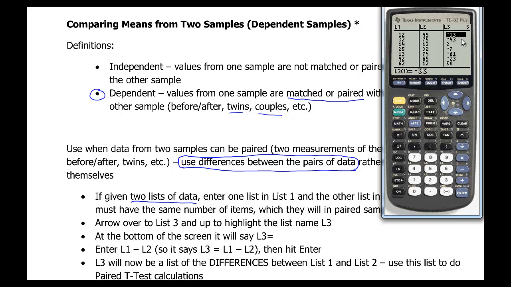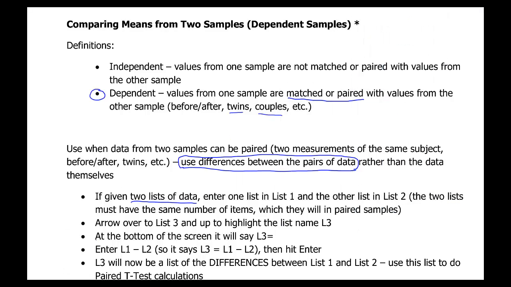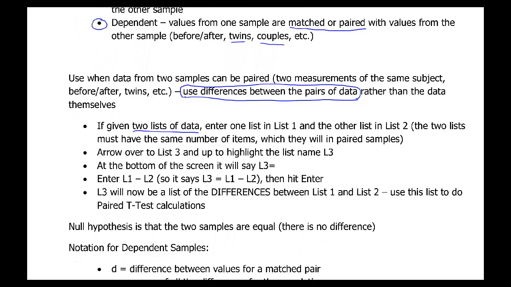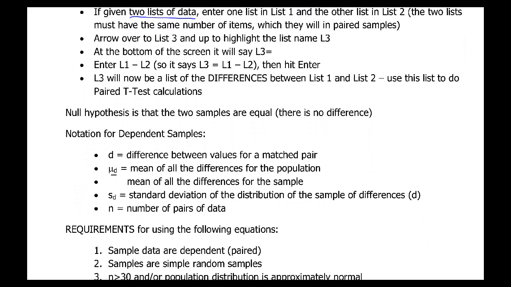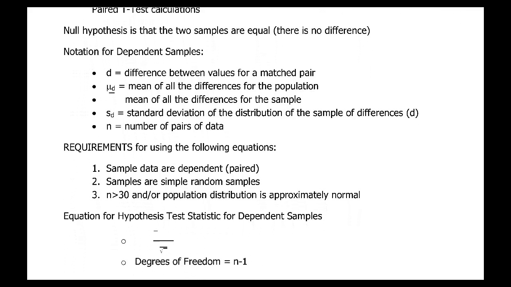So now we can use list 3 to do a t-test or a confidence interval, or to do one variable stats and find the mean of the differences and the standard deviation of the differences. So the differences are all calculated automatically if you just tell the calculator that L3 equals L1 minus L2. So again, once you're done with that, make sure that you're telling the calculator to use list 3, which is the differences, to do anything else you want with a paired test.